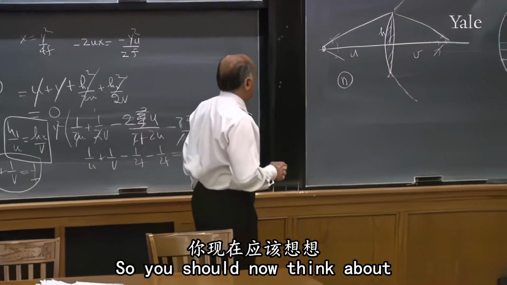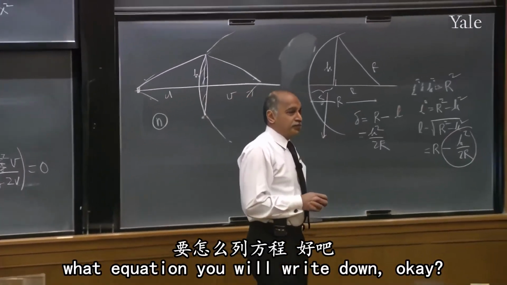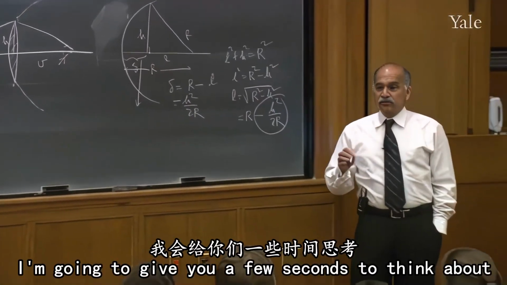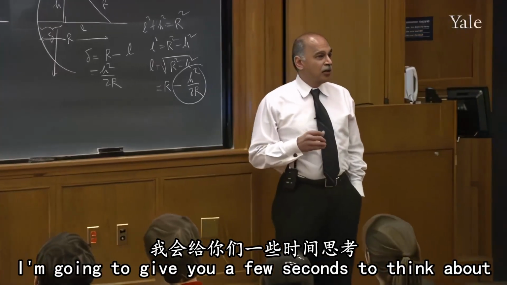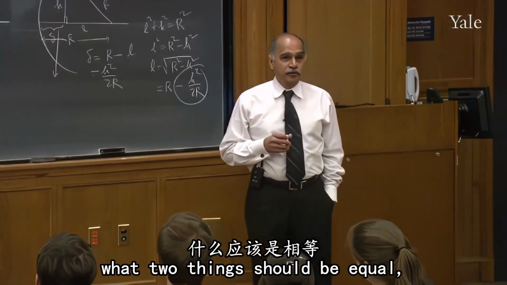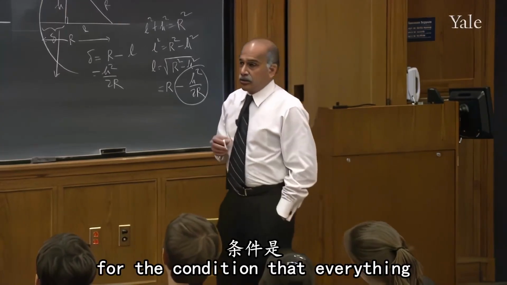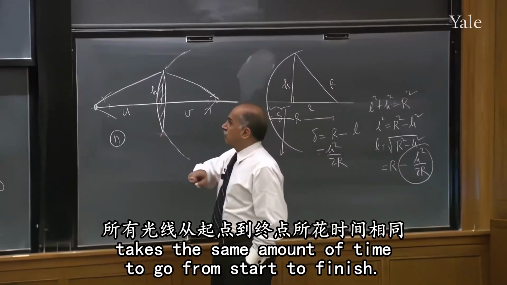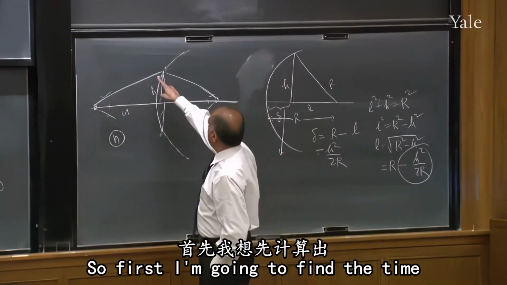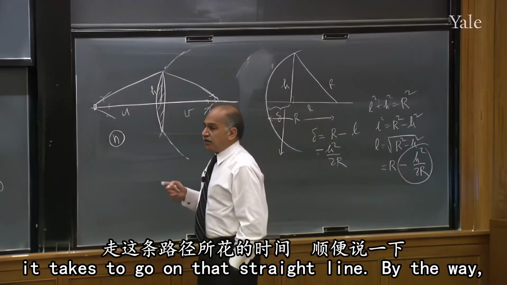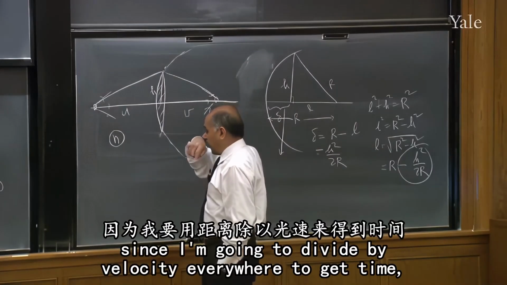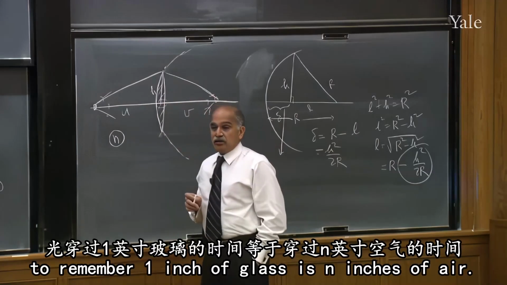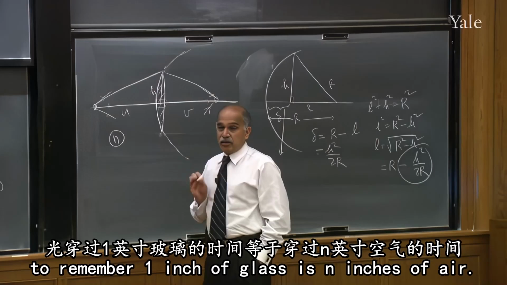So you should now think about what equation you will write down. Okay? I'm going to give you a few seconds to think about what two things should be equal for the condition that everything takes the same amount of time to go from start to finish. So first I'm going to find the time it takes to go on that straight line. By the way, since I'm going to divide by velocity everywhere to get time, distance is all you need. Except here, you've got to remember 1 inch of glass is n inches of air. If you remember that, you'll be fine.